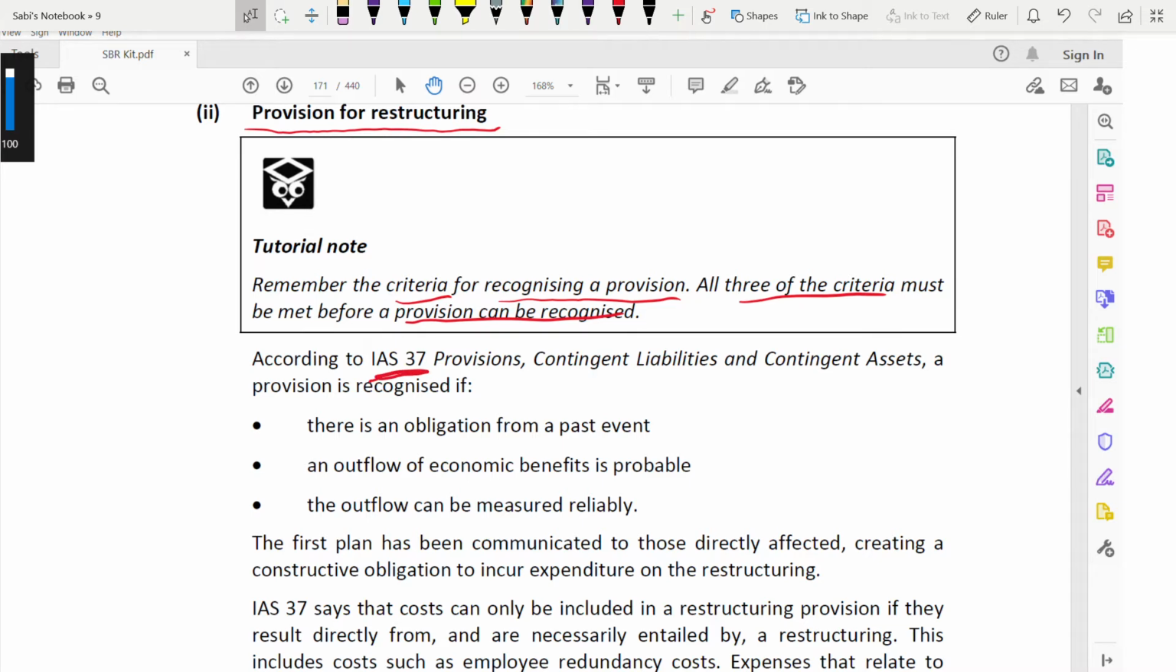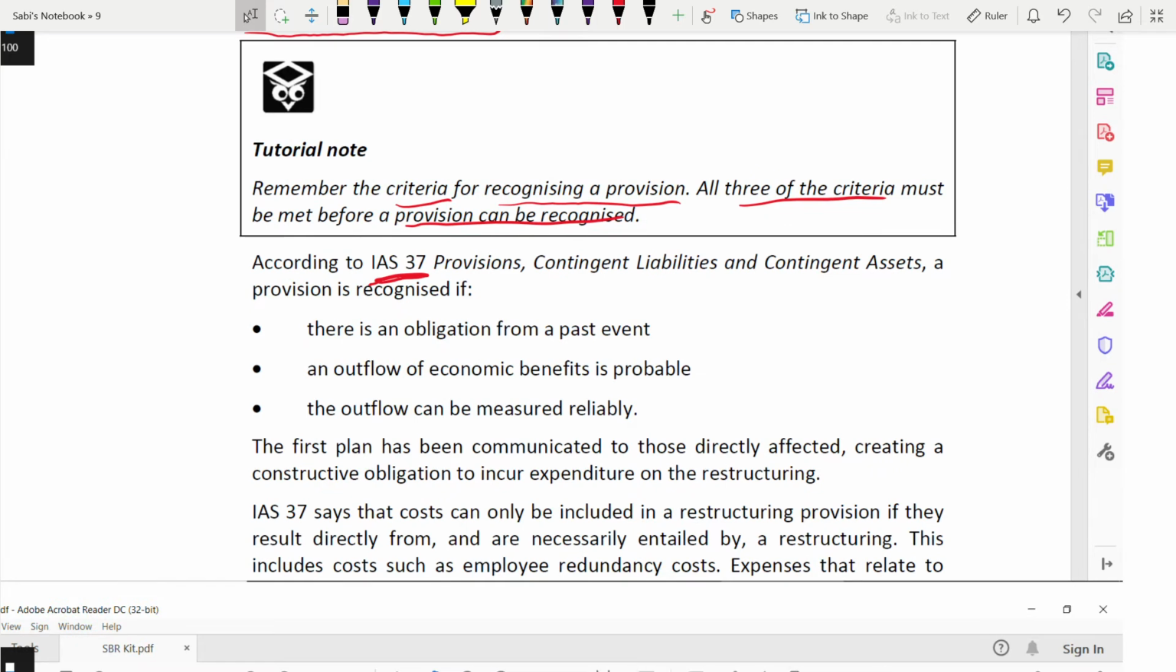Same as we have done previously also for loans, where we used IFRS 9. Here we are starting with IAS 37. You see, I can go a little bit faster now, right? So according to IAS 37, what is IAS 37? Provisions, contingent liabilities, and contingent assets.